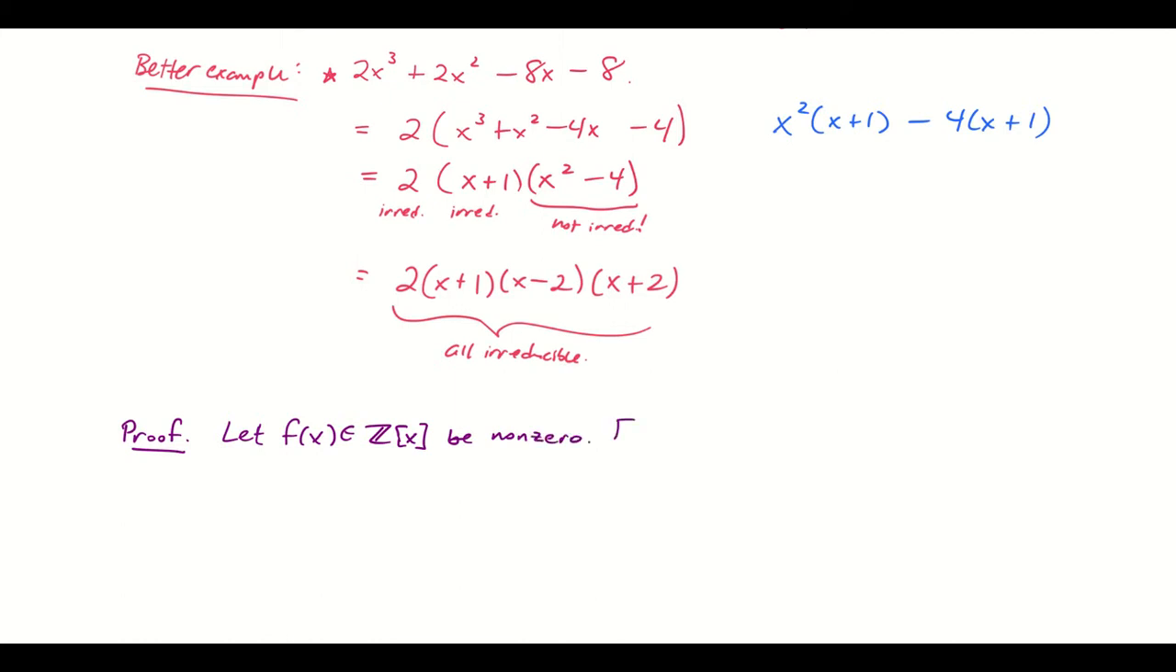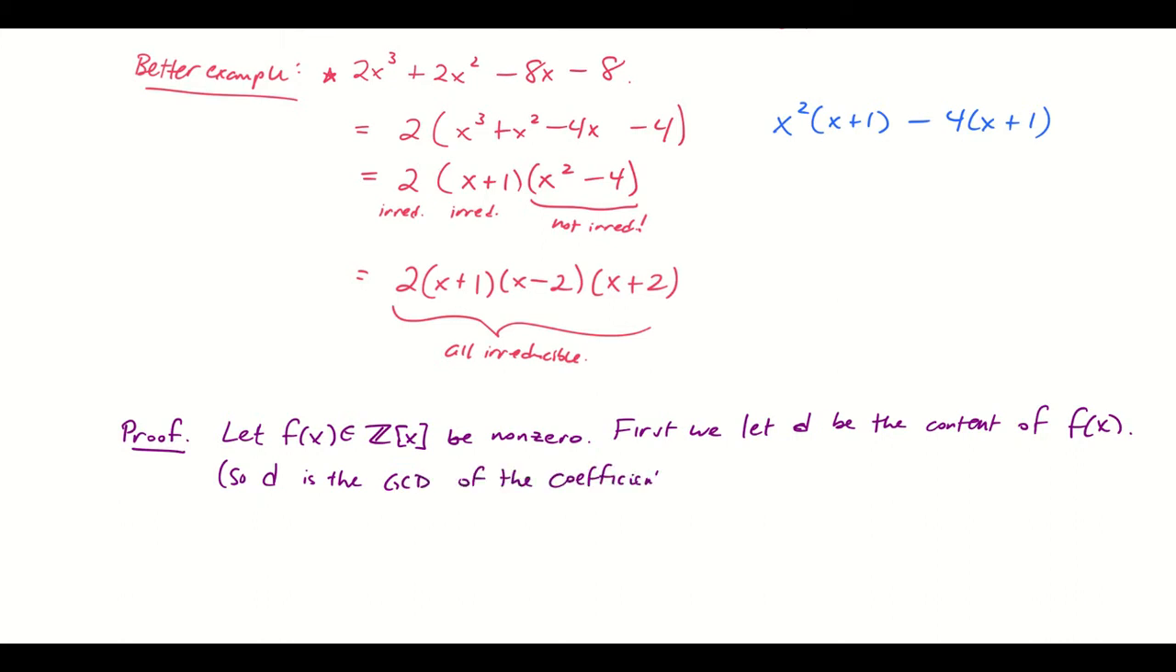All right, first, we let D be the content of f of x. All right, so D is the GCD of the coefficients of f of x.